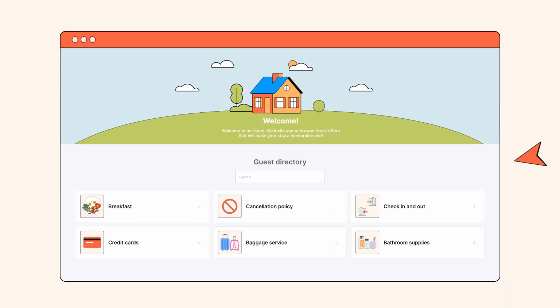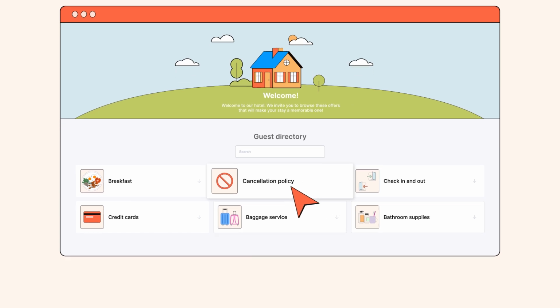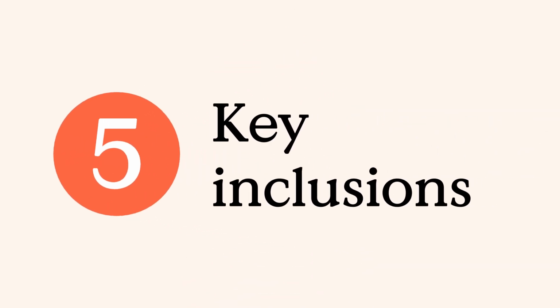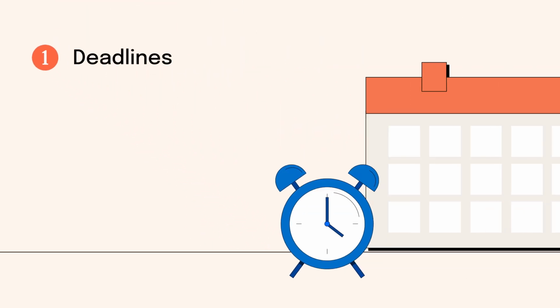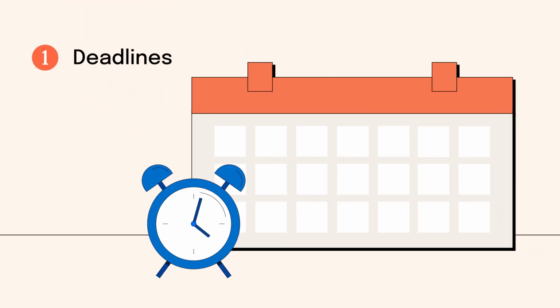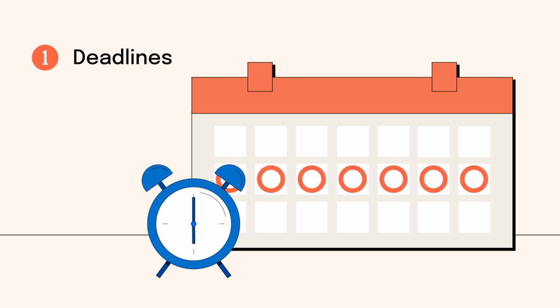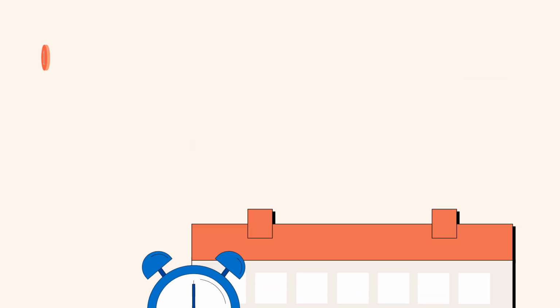Whichever type of policy you choose, it should be easy to find on your website and on a link in your booking confirmation email. And there are 5 key inclusions. Number 1, the deadlines. If there is one, be very clear when the free period ends and when cancellation fees will start to kick in. And if the fees change, when.